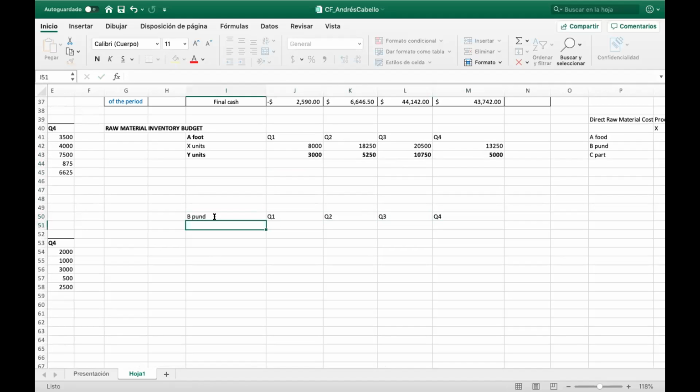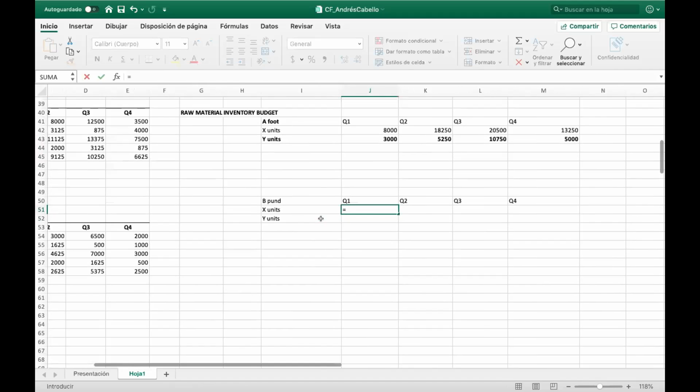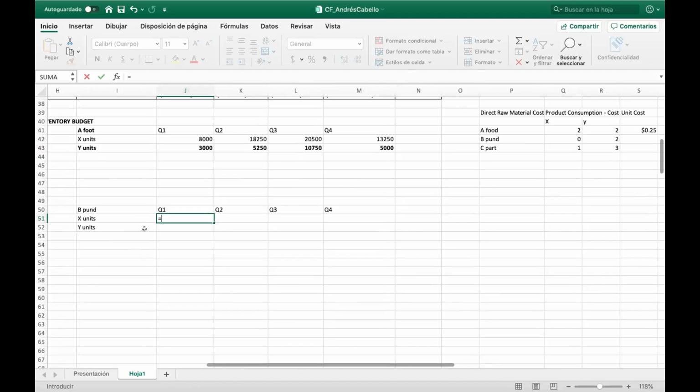Okay, so we need to go back to the main room to work on the next budget. But I would like to see if you guys can at least work on one of the quarters for the labor cost production budget.